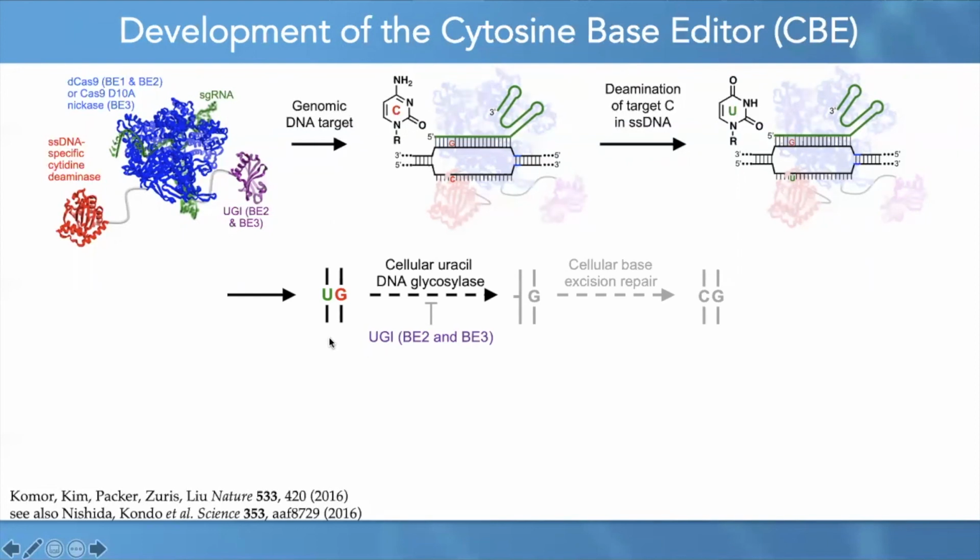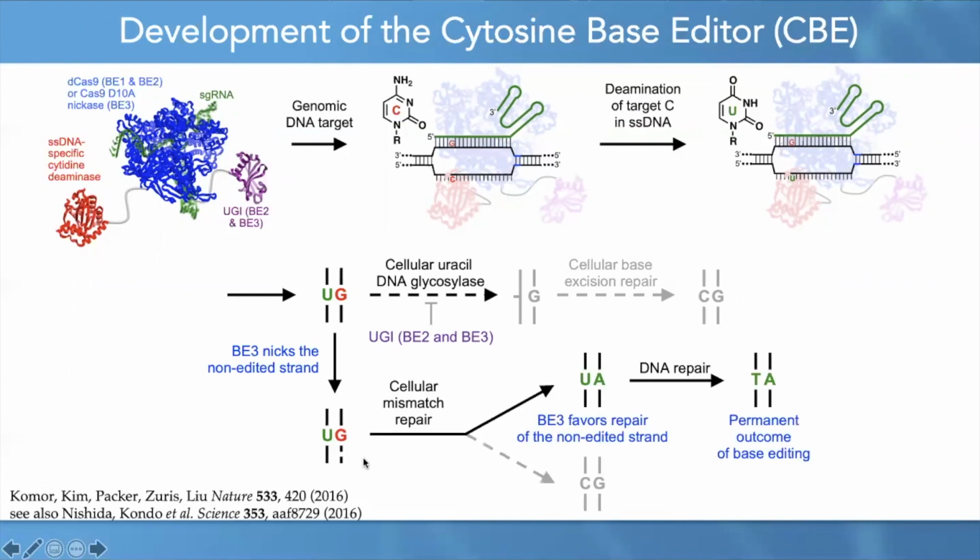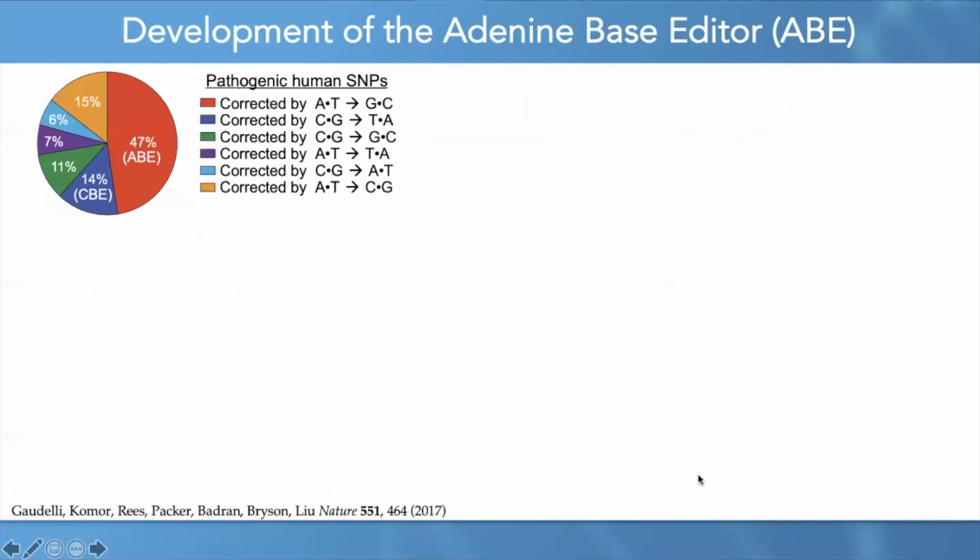To bias cellular mismatch repair to fully convert a CG base pair to a UA base pair, the unedited G-containing strand is nicked by the catalytically impaired Cas9, which is then repaired using the edited uracil-containing strand as a repair template. The final editing product is a UA or TA base pair. The conversion of CG base pairs to TA base pairs by cytosine base editors is able to theoretically correct up to 14% of known pathogenic human SNPs.